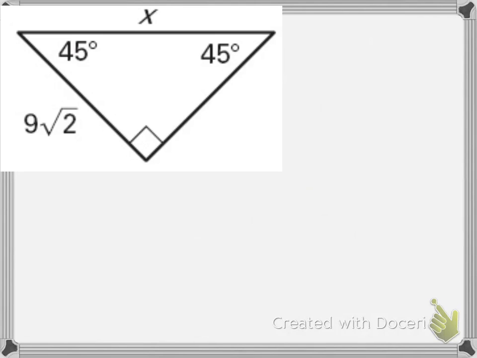Okay, this is the third part of example 4. And again, it looks like a 45, 45, 90. So we write down our rules in here. Across from 45 is a. Across from the other 45 is a. And x is a root 2. So we can figure out x because x is whatever a is.